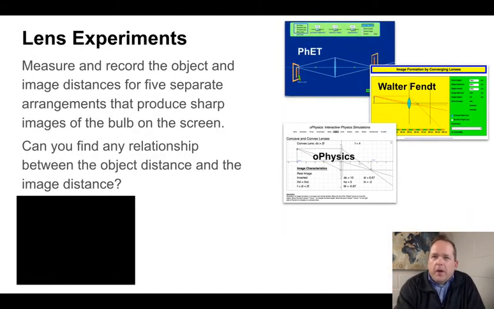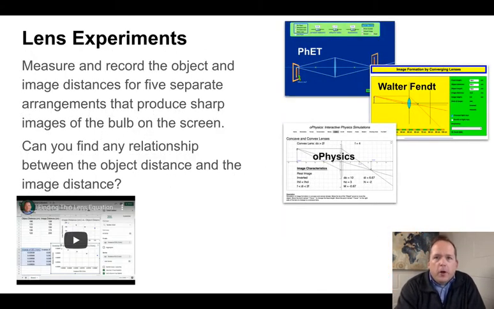Turns out there is, in fact, a relationship, and you'll probably be unsurprised that in physics we came up with a mathematical equation that matches the observations that we make here. The question of whether you can find any relationship between the object distance and the image distance is characterized by something called the thin lens equation. If you are curious how you get that from the data, that's what the video linked on this slide will show you, a walkthrough of how you could take your data from the simulator and manipulate it to produce a graph that would generate the thin lens equation.